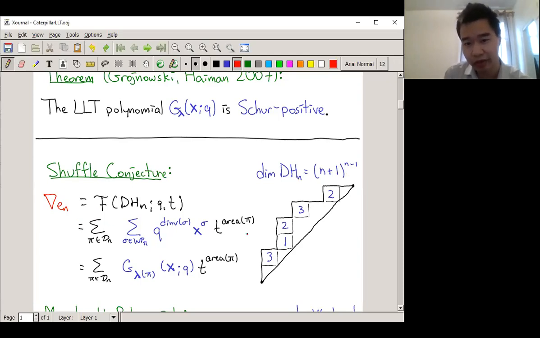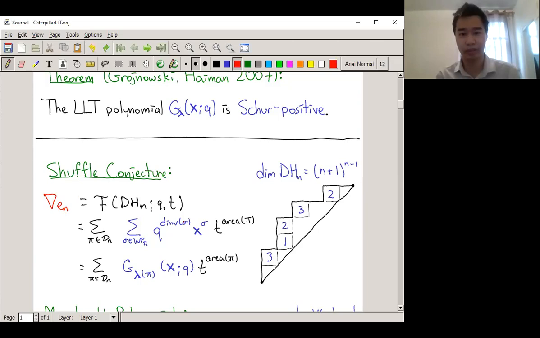positive integer so that they're strictly increasing, and you count diagonal inversions. I just want to say that this quantity in blue is exactly just an LLT polynomial indexed by a sequence of columns. So if you've heard of this shuffle conjecture, it can be seen as an expansion into LLT polynomials.